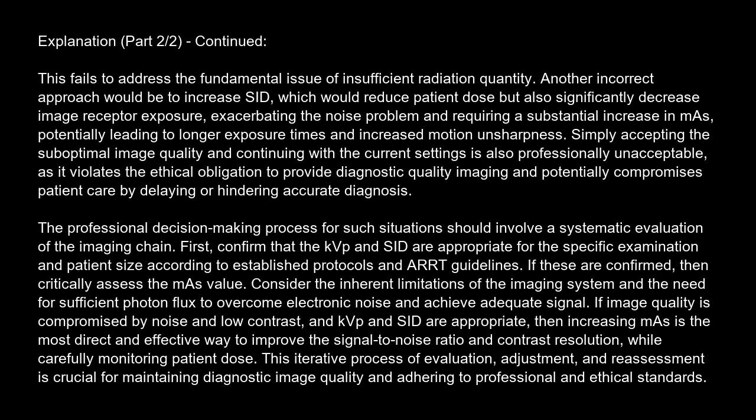The professional decision-making process for such situations should involve a systematic evaluation of the imaging chain. First, confirm that the kVp and SID are appropriate for the specific examination and patient size according to established protocols and ACT guidelines. If these are confirmed, then critically assess the mAs value. Consider the inherent limitations of the imaging system and the need for sufficient photon flux to overcome electronic noise and achieve adequate signal.